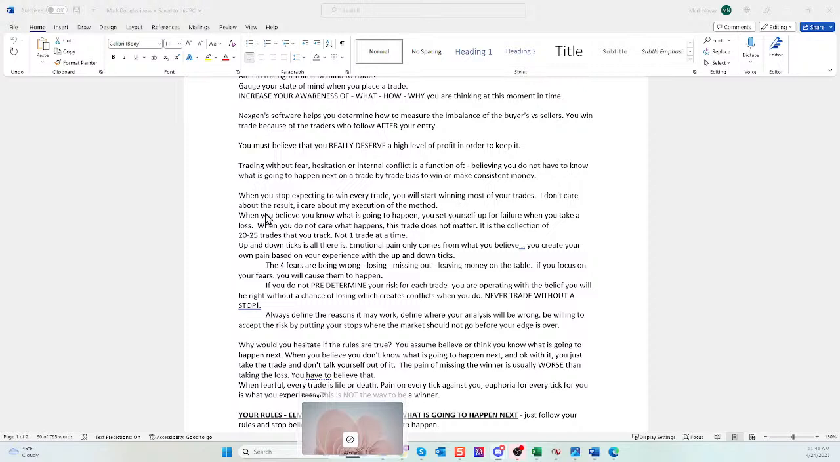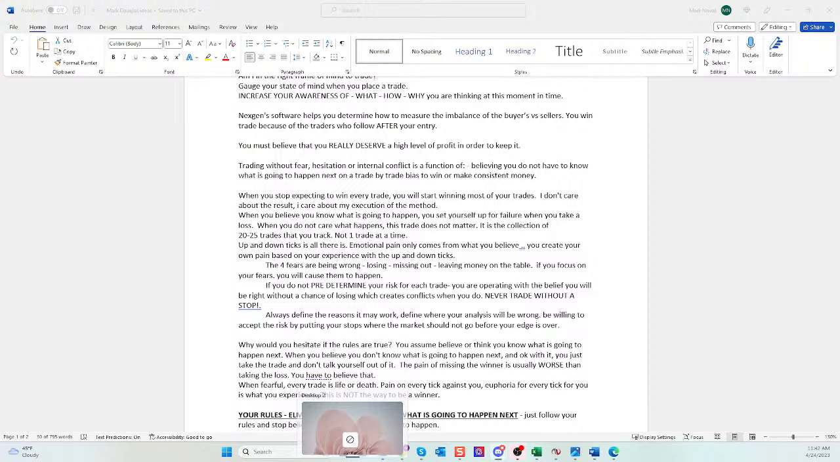And you'll get to a point where you don't care about the result. And you don't care about it because if you know you take 100 trades, you're probably going to win 70 of them, right? So you've gotten to the point to where you quit basing whether you're a success or a failure on one trade. You're looking at 20 to 25 trades, right? And because you're not creating the expectation to win every trade, you're not disappointed, you're not emotional.